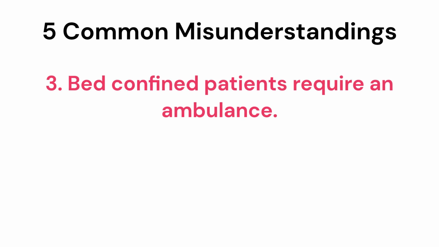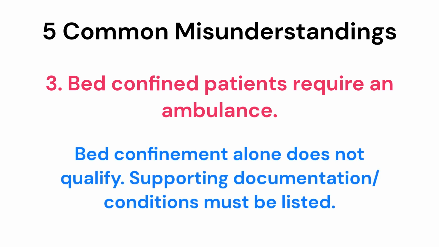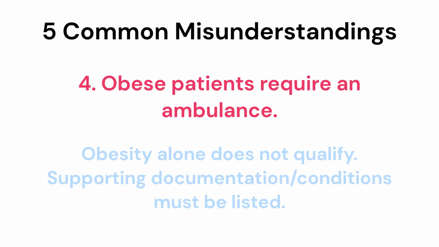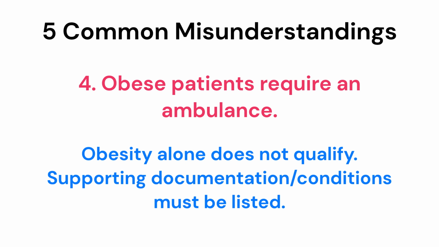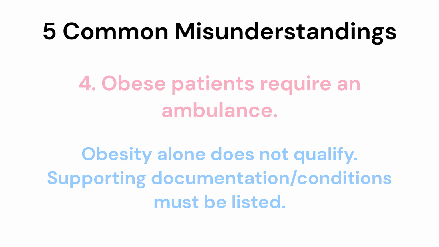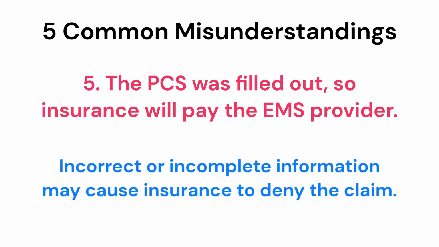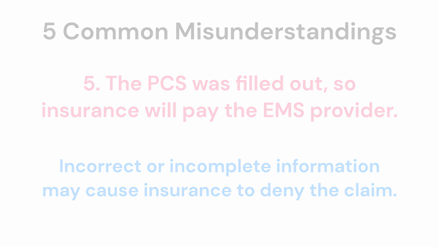Number 3, the patient is bed confined, so they need an ambulance. Bed confinement alone does not meet criteria for ambulance transport. There must be supporting documentation or medical conditions listed to be compliant with federal guidelines. Number 4, the patient is obese, so they need an ambulance. Obesity alone does not meet medical criteria for ambulance transport. Number 5, the PCS form was filled out, so the EMS provider will be paid for services. If the PCS is incomplete, falsified, or has no supporting documentation, insurance companies may deny the claim.